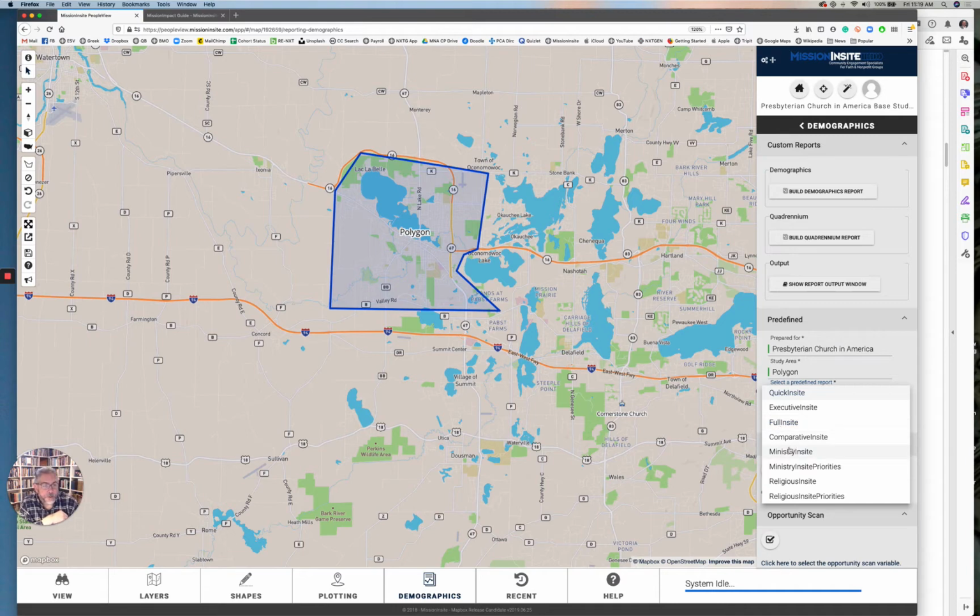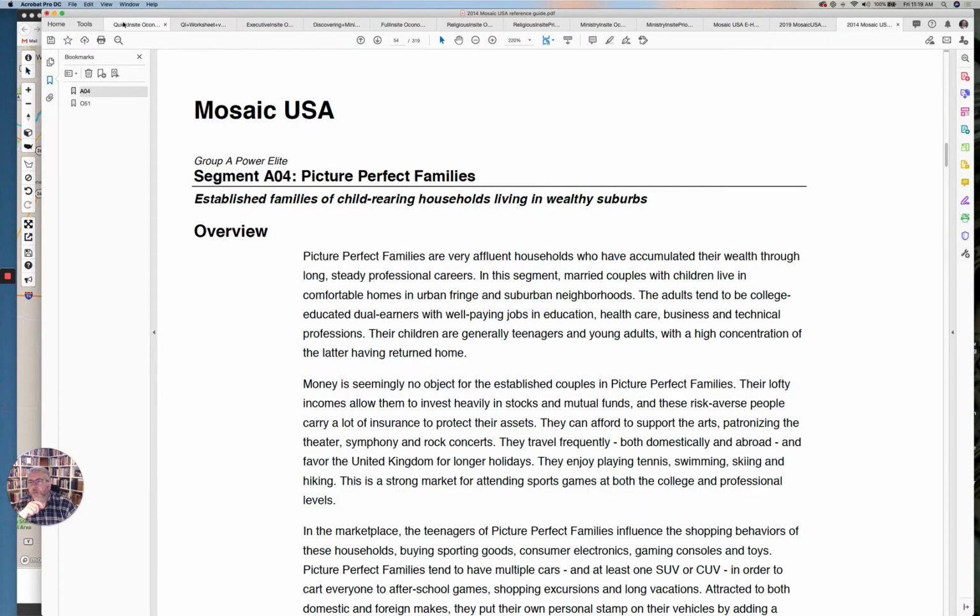Other ones are the Ministry Insight and Ministry Insight Priorities, and there are Religious Insight Priorities. These come out of the Quadrennium project with Experian. I'll be going through those as well. So these are all the reports. Just click on them, and it produces a PDF. You can download them. They're yours to use, and you can do as many reports as you want. So let's say we have clicked on this area, and we have produced these reports.